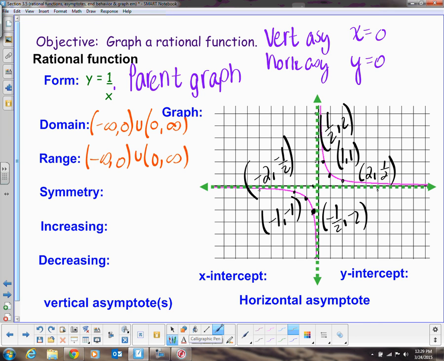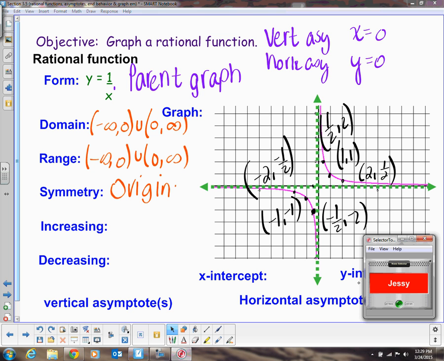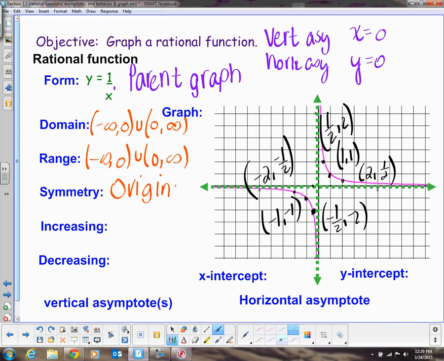Is it symmetric with the x-axis? Is it symmetric with the y-axis? So what's the other symmetry? Starts with O. Origin. It's our origin symmetry. That's the rotational one. If you were to rotate this 180 degrees, that would fall on top of that. Also known as odd. So are all of these points exact opposite of all those? That is your odd symmetry. Now remember, we've done increasing, decreasing before as your eye travels left to right. Michael, where is this function increasing? Eye travels left to right.